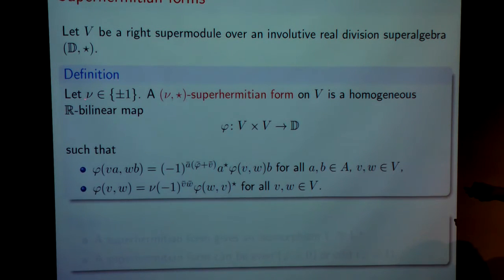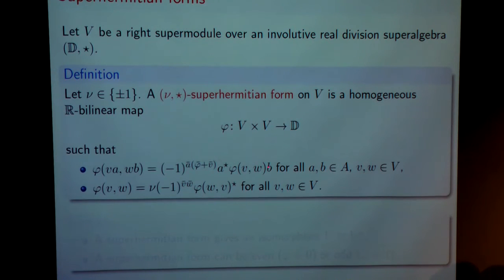Okay, so we'll pick an element nu that's plus or minus 1, which you should think of as corresponding to being supersymmetric or skew supersymmetric. And we put our involution into the notation. And so a nu-star super Hermitian form is an R-bilinear map from V times V to our ground real division superalgebra. Homogeneous, so it doesn't necessarily have to be parity preserving, but it has to be at least homogeneous. So it's either even or odd.